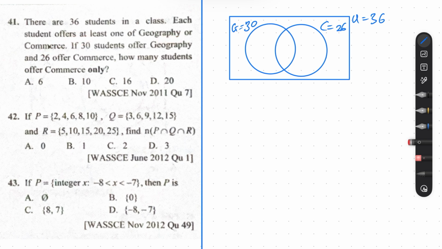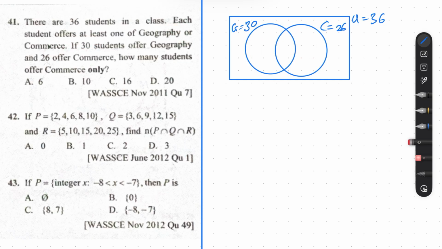What that means is that no one is outside of these circles. Everyone is inside these two circles, right? Because in some situations you might have students that are in a class but they don't offer geography or commerce, so they will be inside the box but not in any of these circles. But in this case we've been told that each student offers at least geography or commerce. That means they will be found in either of these two circles.